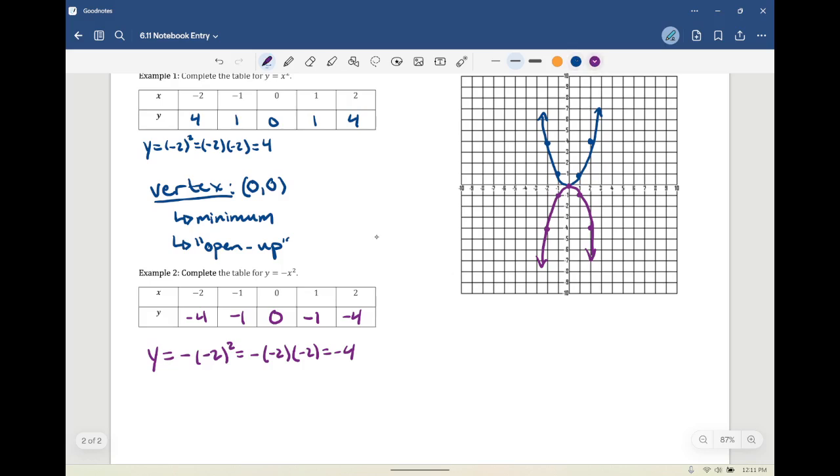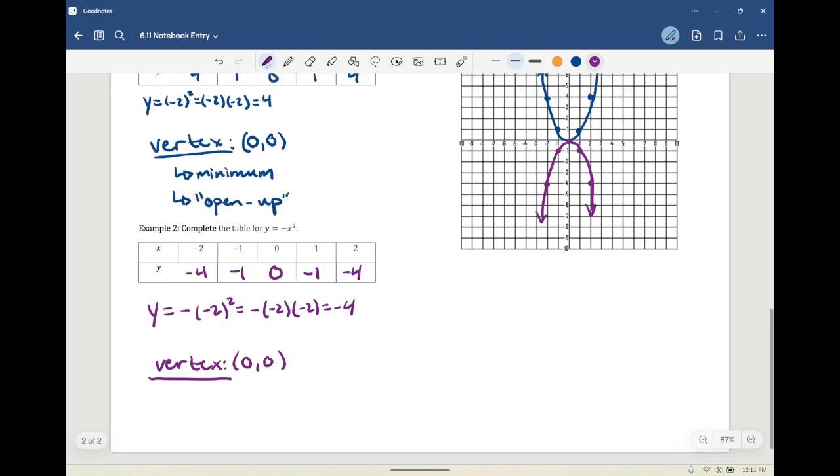Now, on the second one, the vertex hasn't changed. It's still 0, 0. However, is it still a minimum? It's a maximum. How'd you know? There it is. This is a max. If the first one is open up, what do you think we would call this? Down. Not quite. Sorry, I don't think I set that up well. We just say open down. First one is open up. This is open down.